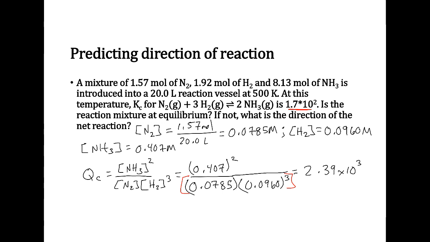So, the question we ask whenever we find a reaction quotient: does QC equal KC? Well, looking at our data here, we have a QC of 2.39 times 10 to the third, a KC of 1.7 times 10 to the second. So no, they are not equal. In this case, QC is greater than KC. So that means the reaction will proceed to the left.